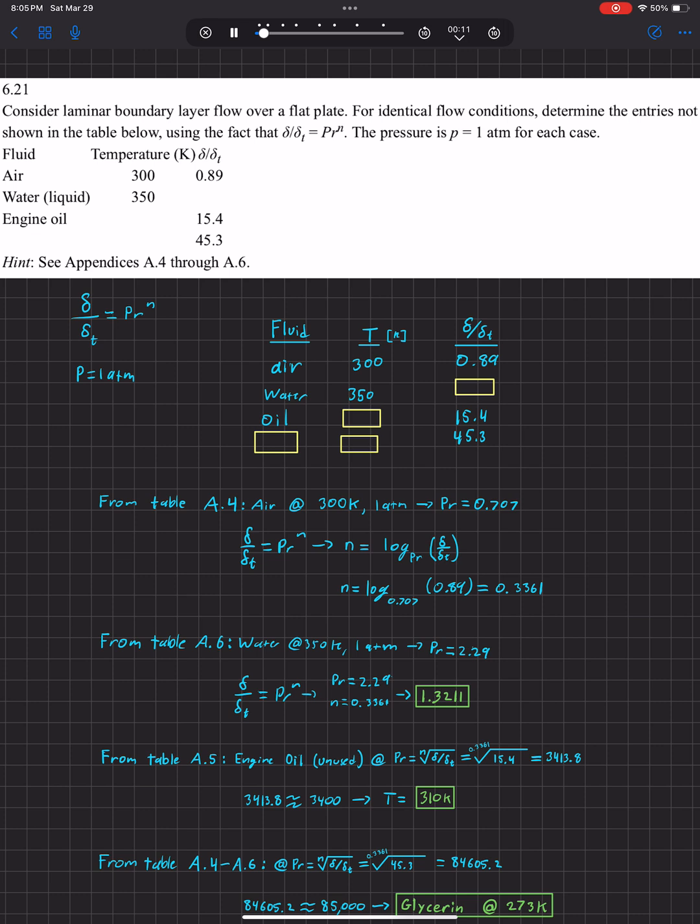So this question states, consider the laminar boundary layer flow over a flat plate. For identical flow conditions, determine the entries not shown in the table below using the fact that delta over delta T equals Prandtl number to the n. The pressure is P equals 1 atmosphere for each case.